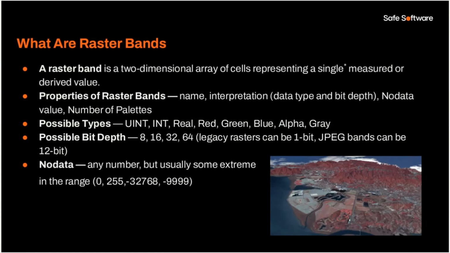No data, it's just a normal value, but in the metadata, we can say it's different and to handle it uniquely. So typically it's something along the ranges of your values, like 0 or 255, or if you've ever worked with elevation data, that 999 number you probably see.